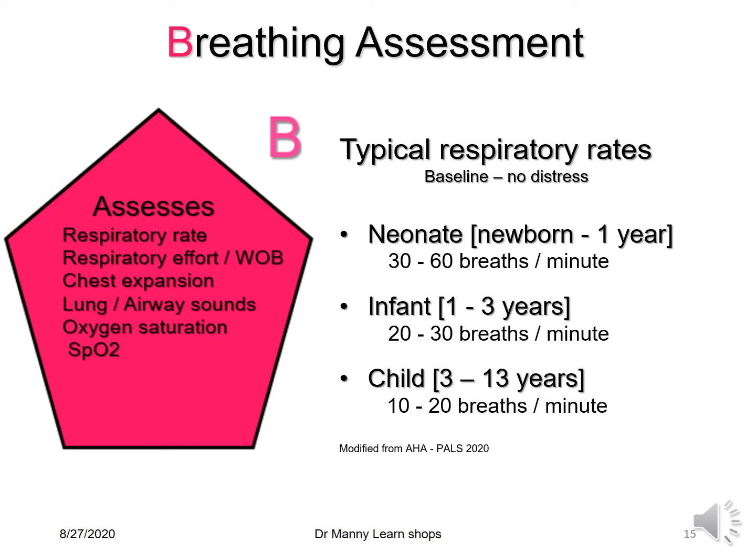Typical respiratory rates, if they are not distressed: in a neonate, which in this classification is newborn to 1 year, breathing is approximately 30 to 60 breaths per minute. An infant, in this classification, is classed as 1 to 3 years of age, which is about 20 to 30 breaths per minute. A child in this classification is from 3 to 13 years of age, so their breathing rate would be approximately 10 to 20 breaths per minute.